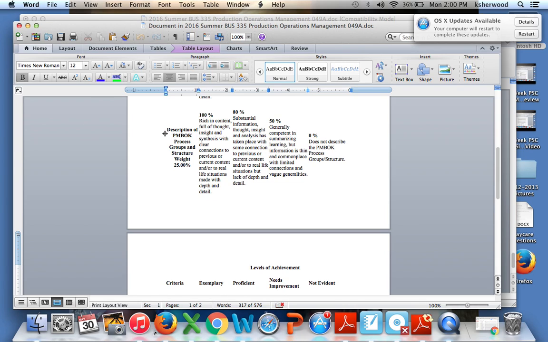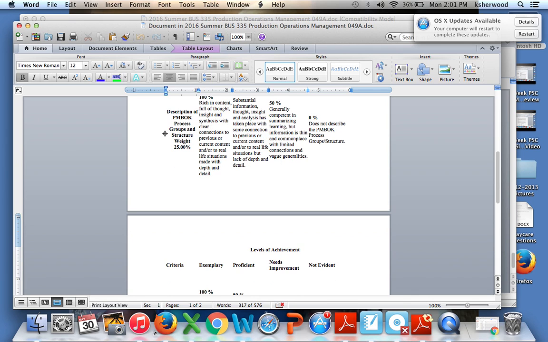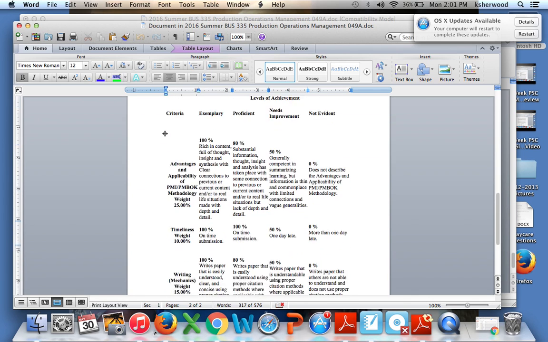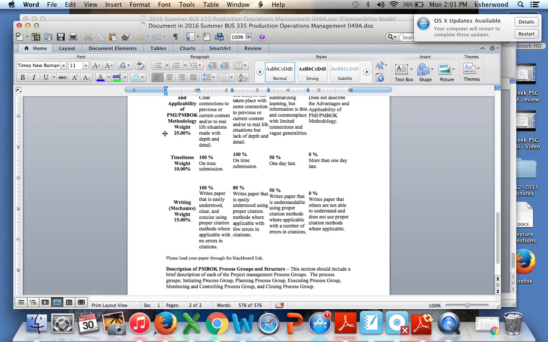Much like with the Six Sigma paper, this is the most important part and a little bit longer part. This is the part that has some value then for you going forward, is understanding these steps. So the PMBOK process groups and structures, I have noted actually at the bottom of the paper.